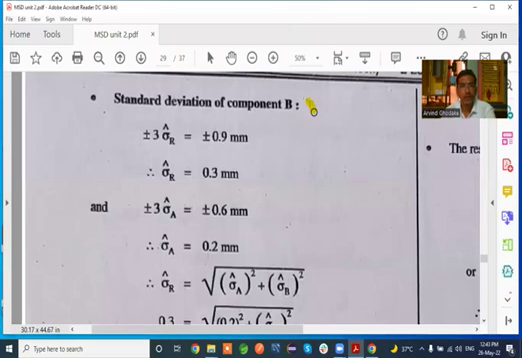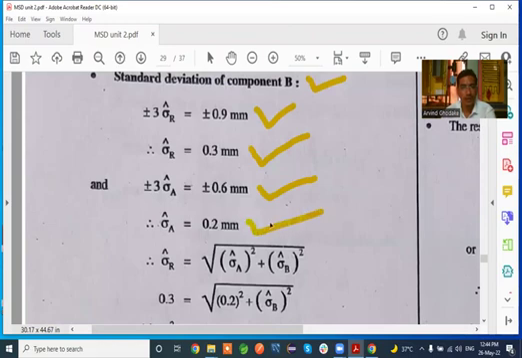Next is the standard deviation of component B. So plus minus 3 times the resultant standard deviation is equal to plus minus 0.9 mm. So the resultant standard deviation sigma cap r is equal to 0.3 mm. And for component A, plus minus 3 sigma cap is equal to plus minus 0.6. Therefore, the standard deviation for component A is 0.2 mm.